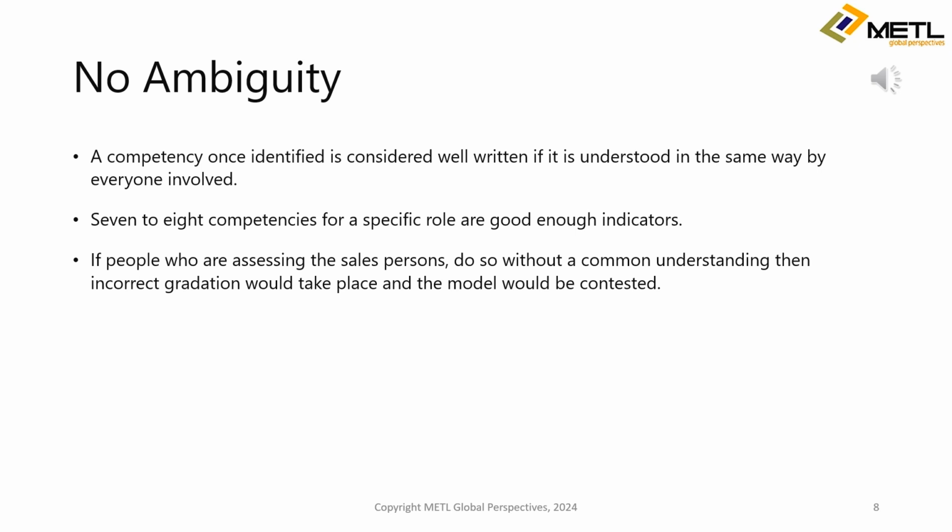If people who are assessing the salesperson do so without a common understanding, then incorrect gradation would take place and the model would be contested. So once it is listed, if there are 5 salespeople and you have 3 assessors who are questioning them, discussing with them, and identifying their competency levels, after the assessment there should not be too much difference in the understanding of these 3 assessors, because that is the proof that the competency table, the way it has been written, has been perfectly framed.